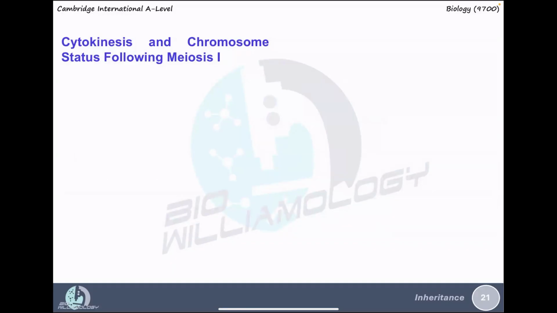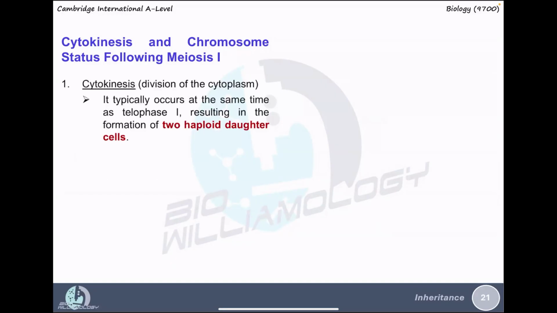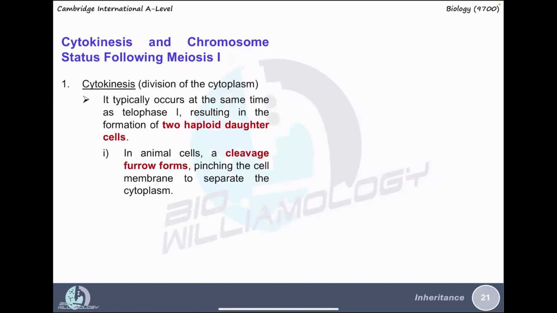Next, let us look at cytokinesis and chromosome status following meiosis 1. Cytokinesis, also known as the division of the cytoplasm, typically occurs at the same time as telophase 1, resulting in the formation of two haploid daughter cells. In animal cells, a cleavage furrow forms, pinching the cell's membrane to separate the cytoplasm to form two cells. However, in plant cells, a cell plate develops between the nuclei to form a new cell wall, which separates the cytoplasm into two cells.